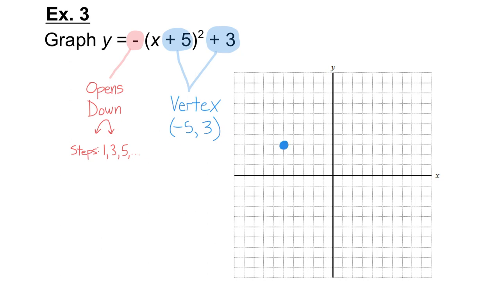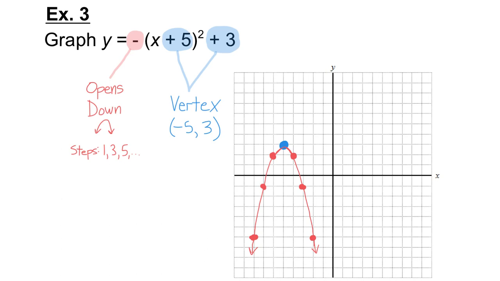So, if you know where the vertex is, put it on the graph. And if you know it opens down with this step pattern, well, from your vertex, go over 1, then what's the first step? Down 1, put a point there. Then over 1, and then what's the next step? Down 3. So go down 1, 2, 3, put a point there. And then over 1, then down 5. 1, 2, 3, 4, 5, put a point there. Do the same thing on the other side. Connect your points, put some arrows on it, and you have the graph of your function.